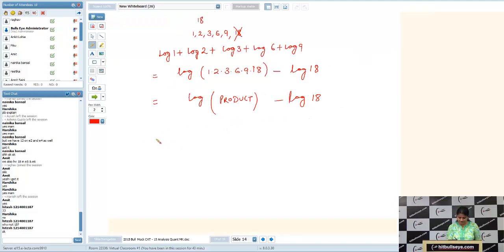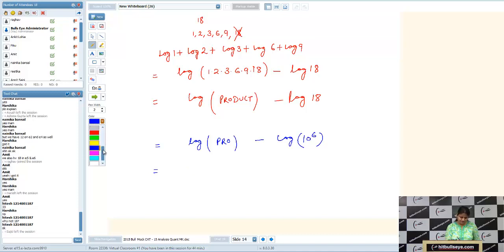Now, this is asked. Now coming to my number, it will become, with the same logic, log of the product of all the factors minus log of 1 followed by 6 zeros. So now we have a product of factors formula. What is that formula? Product of all the factors. I think in one of the previous mock sessions, we discussed the whole factor theory.